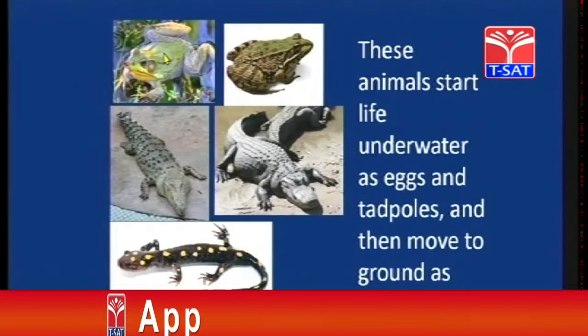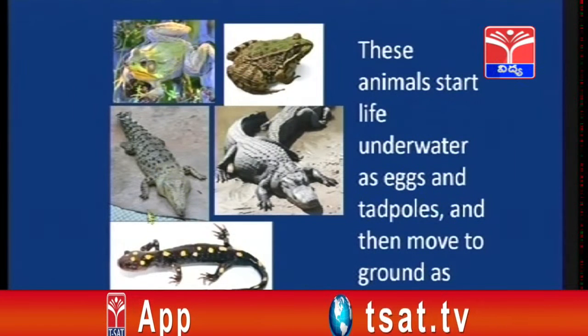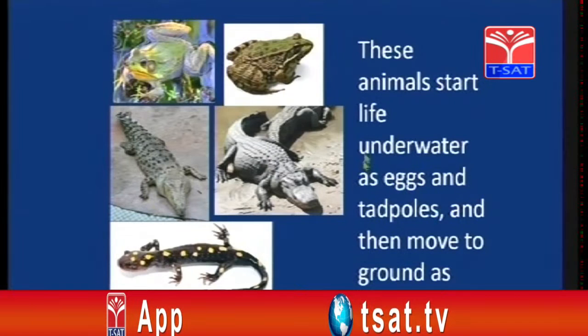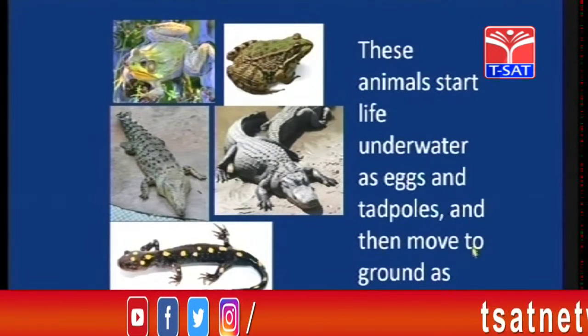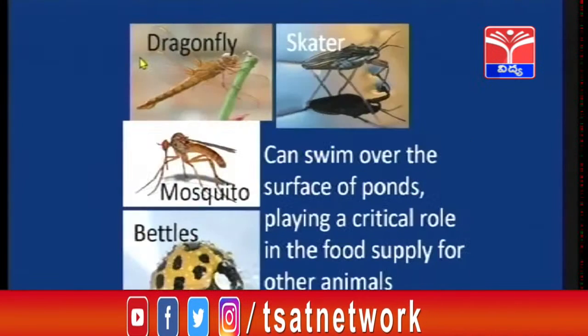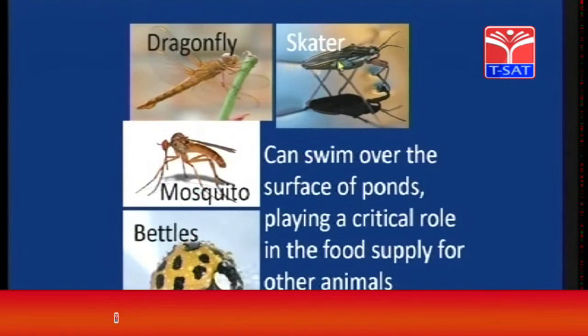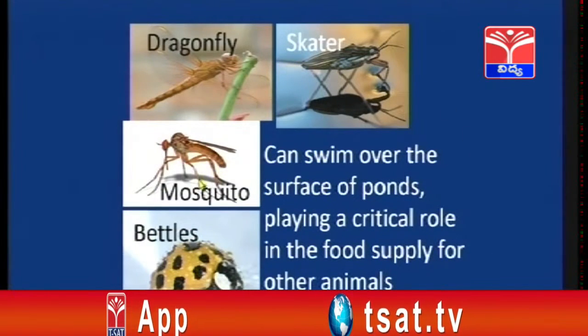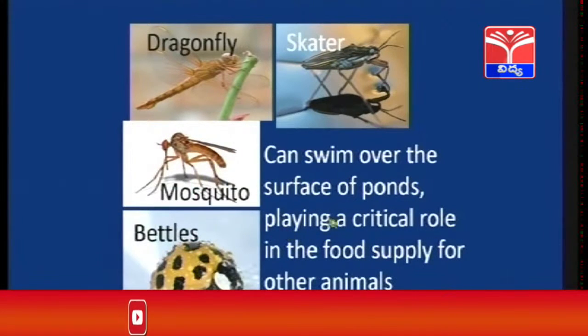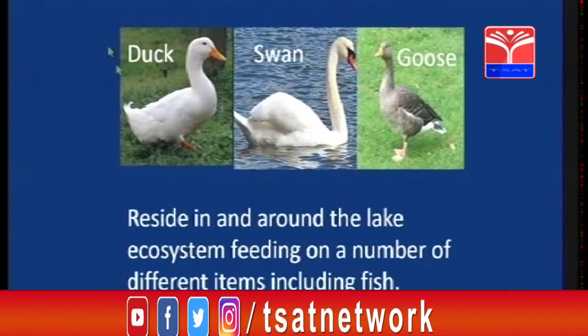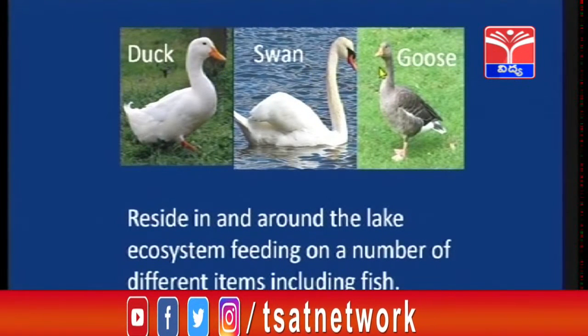So children, you can see the frogs, toads, alligators, crocodiles and the salamanders are present here. These animals start life underwater as eggs and tadpoles and then move to ground as adults. You can see, children, the dragonfly, skater, mosquito and the beetles are found on the surface of the water. They can swim over the surface of the ponds, playing a critical role in the food supply of other animals. You can see, children, the duck, the swan and the goose.